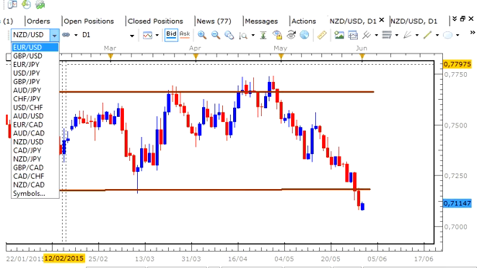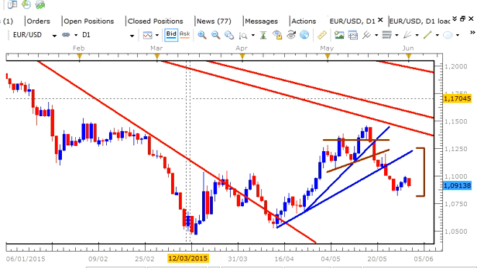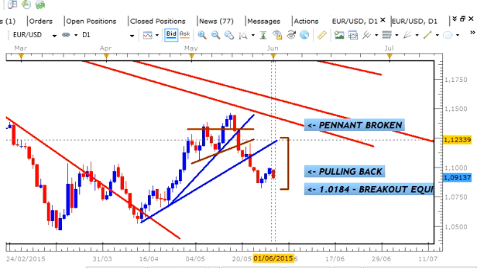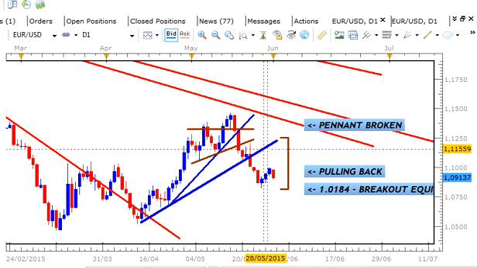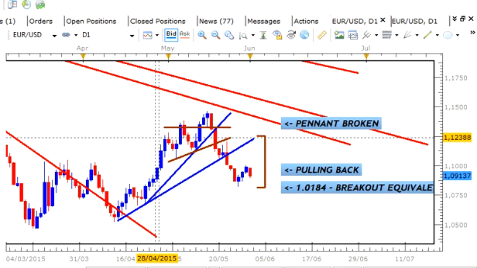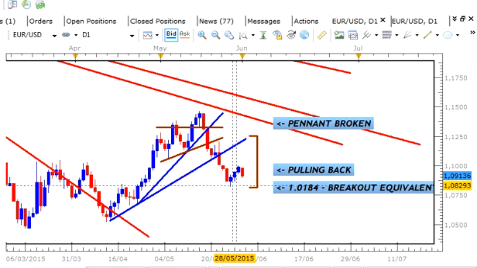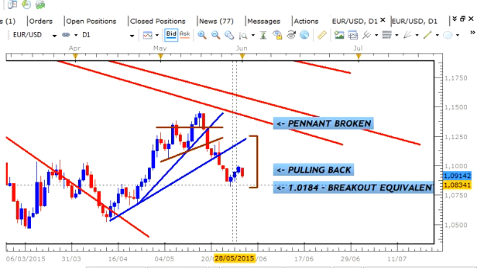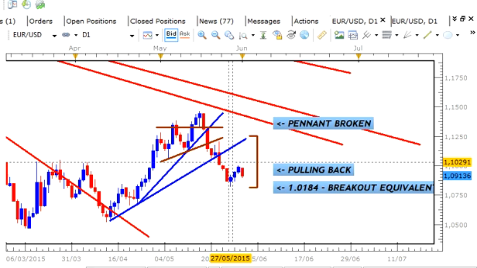Now switching to the situation on the euro. The last time we took a look at this pair, the breakout equivalent of this range, of this pennant, had been hit. This led to the expected pullback that normally takes place at this level, and as you can see here, this produced a few small but bullish candles that led to the predicted pullback.